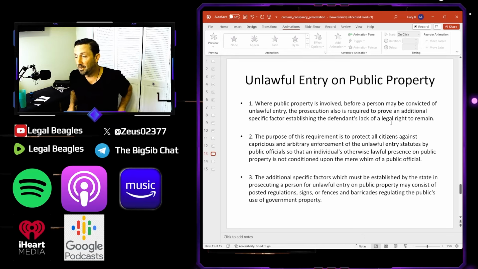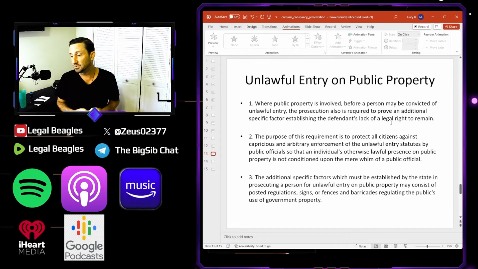So, unlawful entry on public property. Where public property is involved, before a person may be convicted of unlawful entry, the prosecution also is required to prove an additional specific factor establishing the defendant's lack of a legal right to remain. Number 2, the purpose of this requirement is to protect all citizens against capricious and arbitrary enforcement of the unlawful entry statutes by public officials, so that an individual's otherwise lawful presence on public property is not conditioned upon the mere whim of a public official, which is what is occurring now.